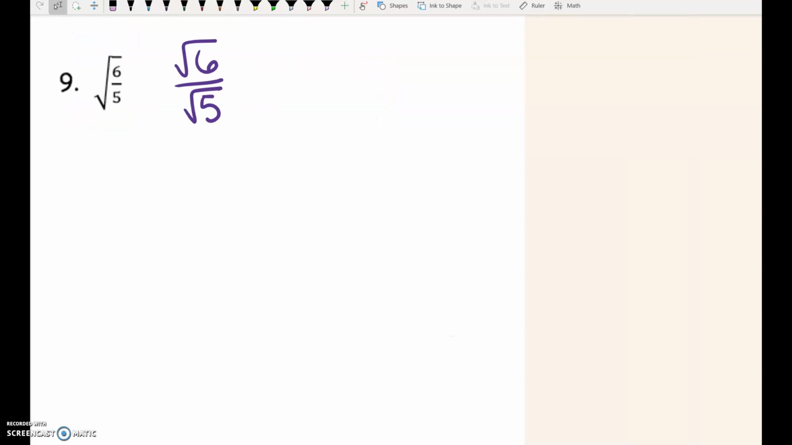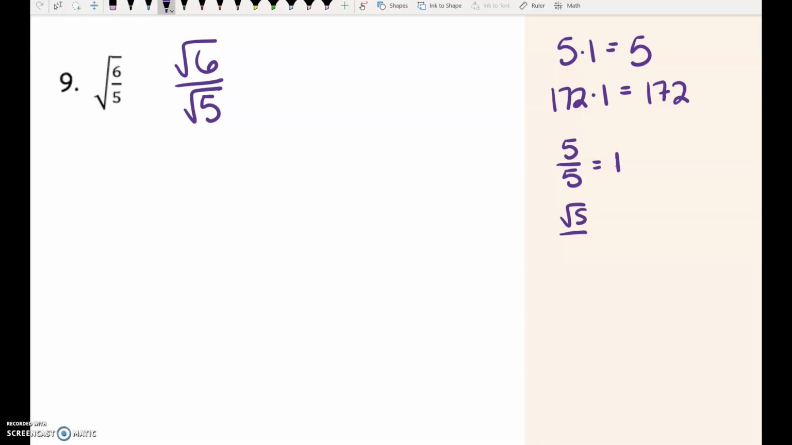Okay, side note. If I do like 5 times 1, what do I get? If I do 172 times 1, what do I get? So you agree that if I multiply a number by 1, I don't change the number. Okay. Another side note, what is 5 divided by 5? 1. What is 120 divided by 120? 1. What is the square root of 5 divided by the square root of 5? 1. I am going to multiply this thing by 1.